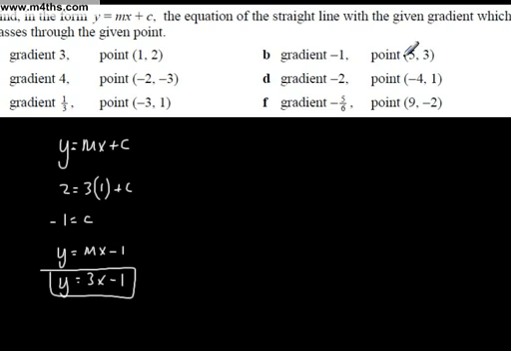Gradient of -1 through the point 5, 3. y is equal to mx plus c. 3 is the y-coordinate, minus 1 is the m, so we get 3 is equal to -5 plus c. Add 5 to both sides, 8 is equal to c, so y is equal to minus x, remember the gradient is -1, plus 8.